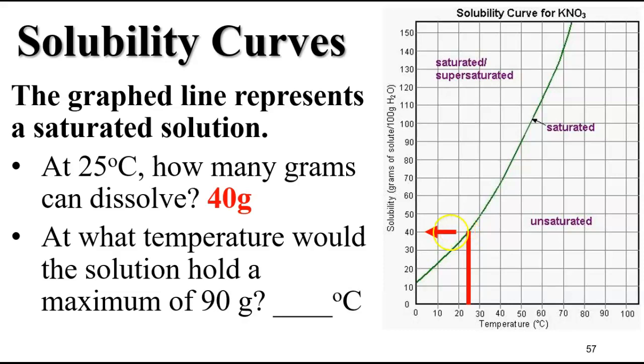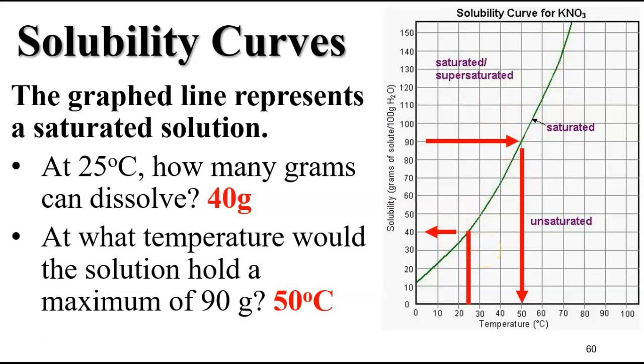The second question says, at what temperature would the solution hold a maximum of 90 grams? So we're going to need to find 90 grams on the correct axis right here. We go to the graph and then read the temperature value, which looks like approximately 50 degrees Celsius. So that's one way to read this graph, using the line to determine a set of conditions.